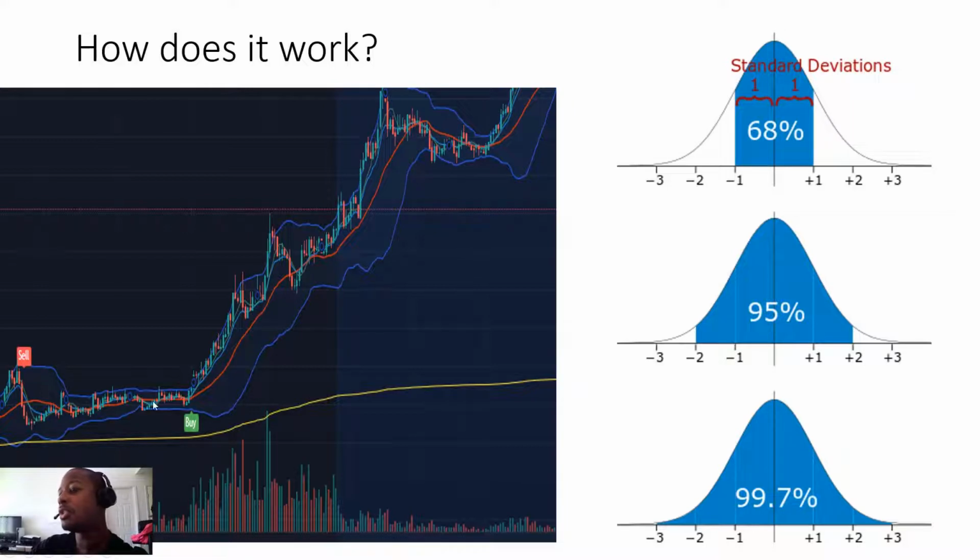Now just because something is out of the standard deviation and it's away from the moving average, doesn't necessarily mean that it is going to reverse. Okay, as you can see here in this example. So the red line here is a simple moving average. This is the lower band, this is the upper band.